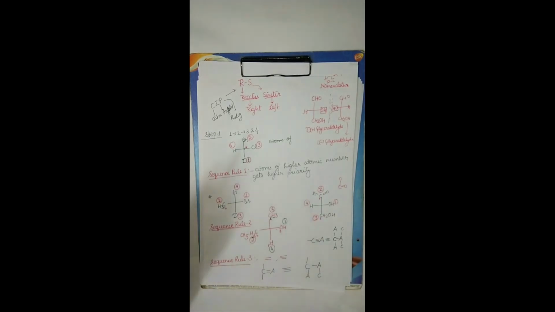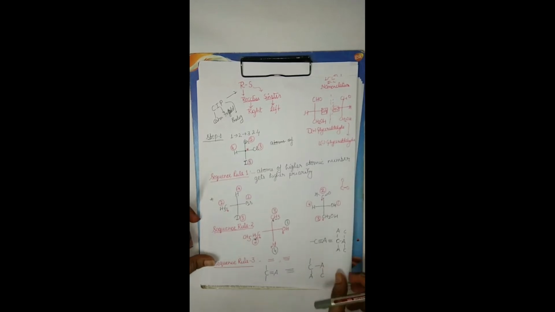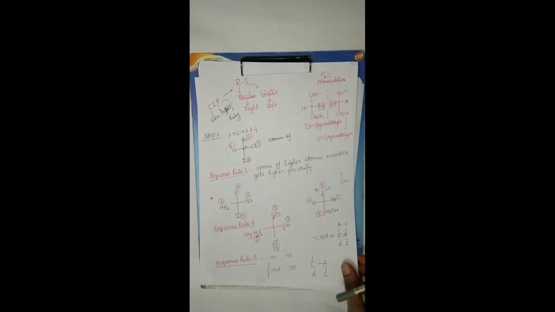Okay, so what is the step 1? In step 1, you have to give the compounds priority according to the priority sequence rule. According to their atomic number, you have to mention their 1, 2, 3, 4 priority. So this is the sequence rule. This is the step 1, and in step 1 there are sequence rule 1, sequence rule 2, and sequence rule 3 here.